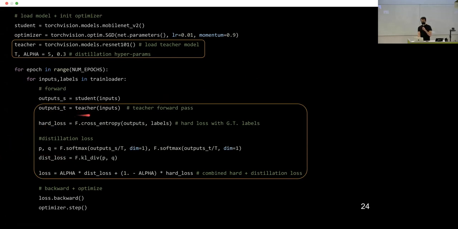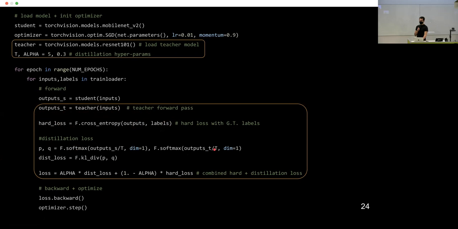So the first thing is, we do a forward pass with the teacher. So we get the output of the teacher, outputs T. We still compute the hard loss, which is the cross entropy loss between the outputs and the ground truth labels coming from our training data. But we also compute this distillation loss. And so how do we do that? First, we compute the softmax of our student and teacher output.